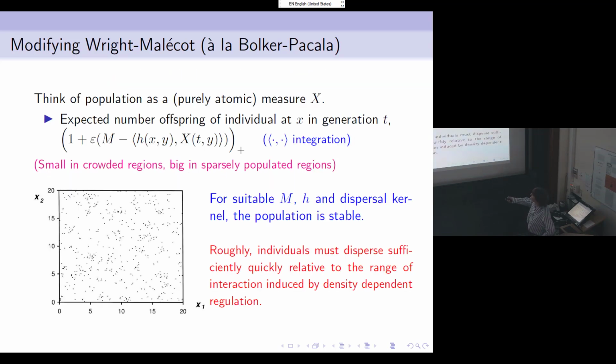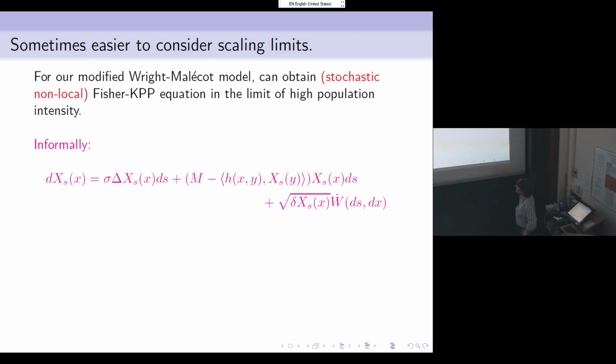This model, the problem is that it is impossibly difficult to do anything analytical, which is the reason I'm just showing you a simulation. It's very, very hard to calculate with this sort of model with these local interaction mechanisms. And sometimes it's easier to consider scaling limits, and it's also a good thing to do, because scaling limits tend to be robust. They tend to approximate a wide variety of local models.